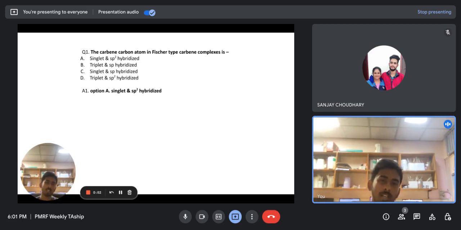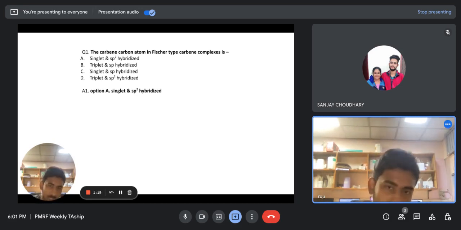Those are namely Fischer carbenes and Schrock carbenes. In the last slide also I discussed a special class or type of carbene which has some intermediate properties between these Fischer and Schrock type carbene complexes, which act with both electrophiles and nucleophiles. By going through each of the questions, the basics of this carbene chemistry will be cleared.